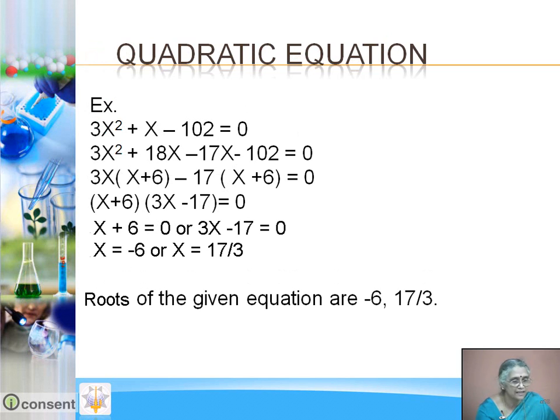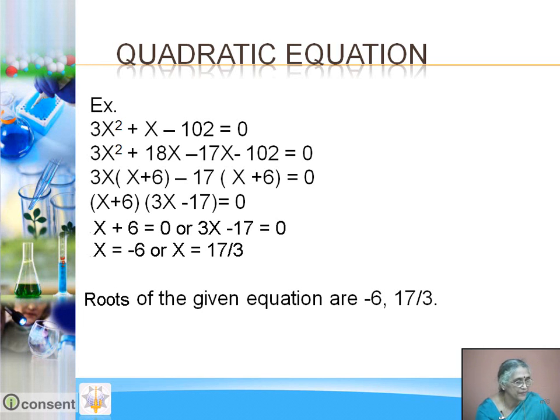3x square plus x minus 102 is equal to 0. Now again we are going to split middle term such that product of two terms is 3x square into 102 and their sum is plus x. So the terms are 18x and minus 17x. So we write equation as 3x square plus 18x minus 17x minus 102 is equal to 0.